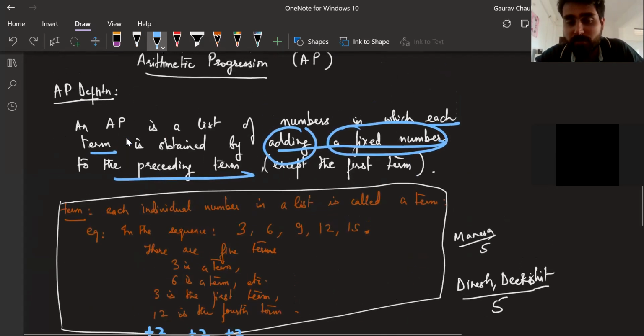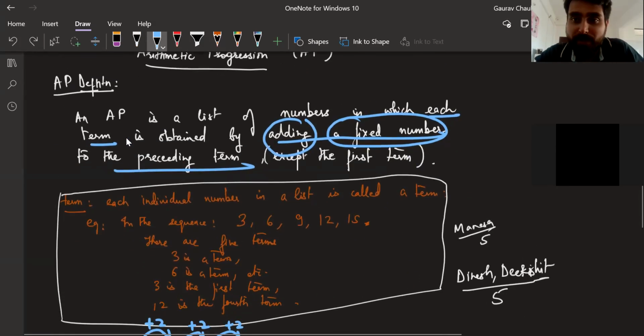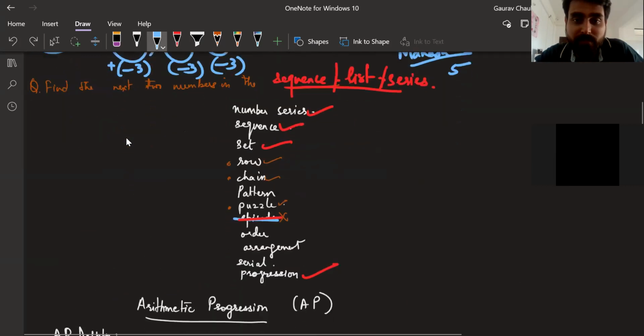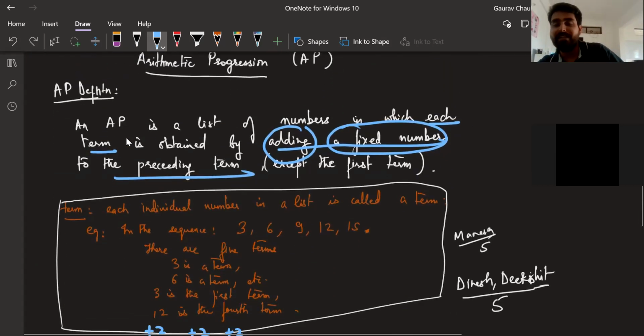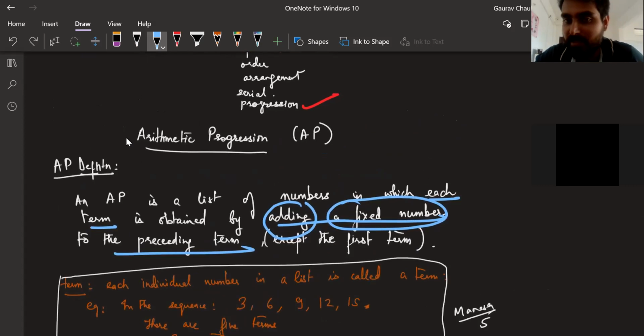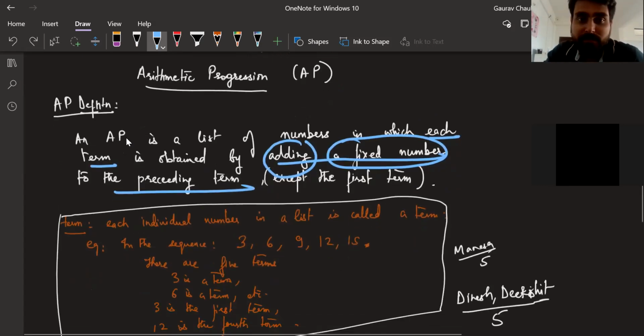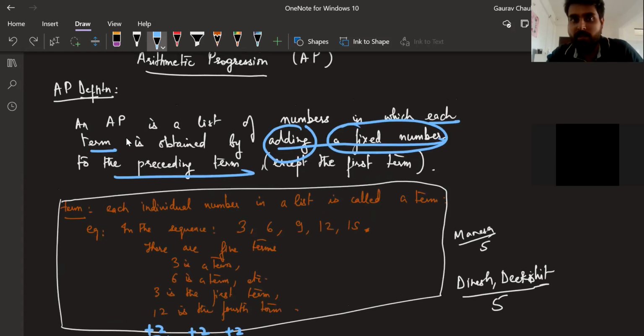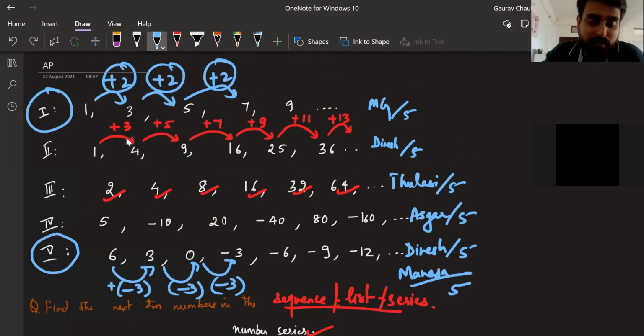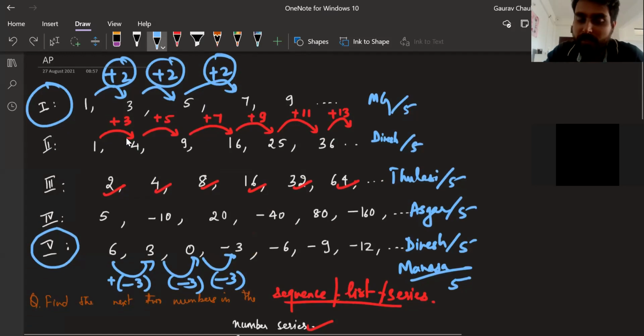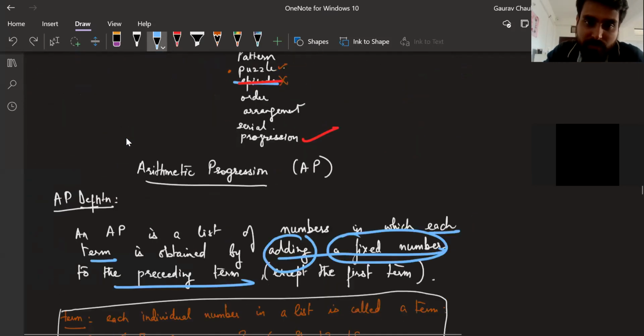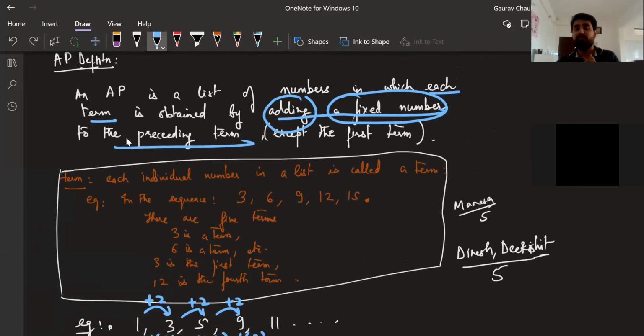Then we went on and learned a particular type of series or sequence or progression, and that is arithmetic progression. We saw the definition and a couple of examples. We saw that in the 5 lists we had worked before, examples 1 and 5 were arithmetic progressions. And what are arithmetic progressions?